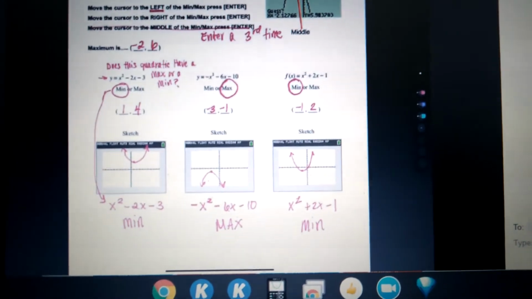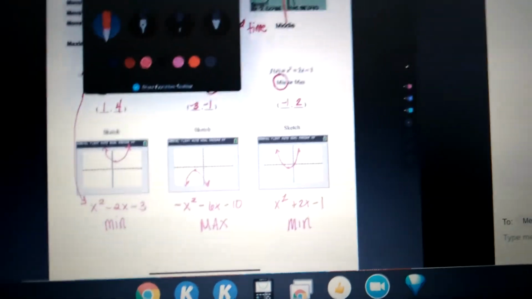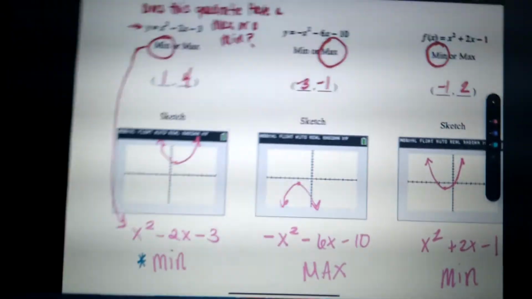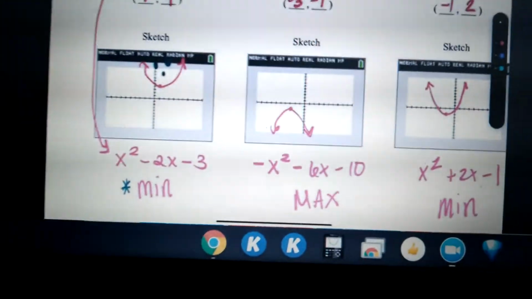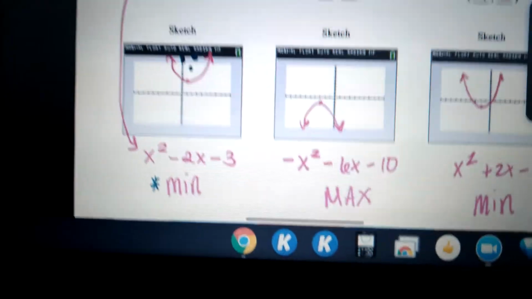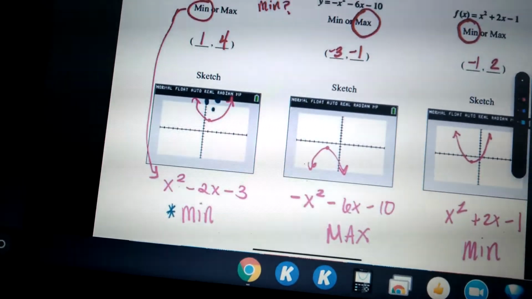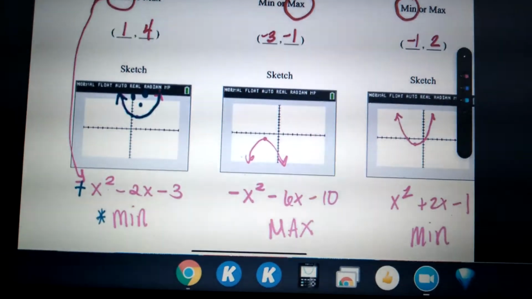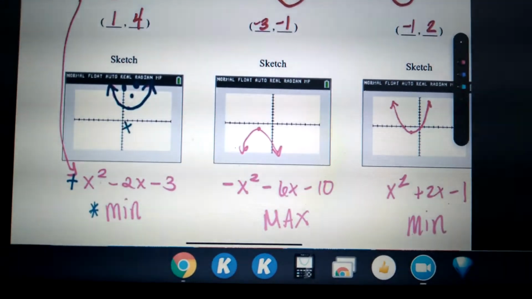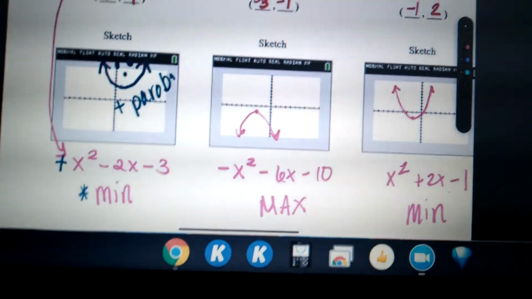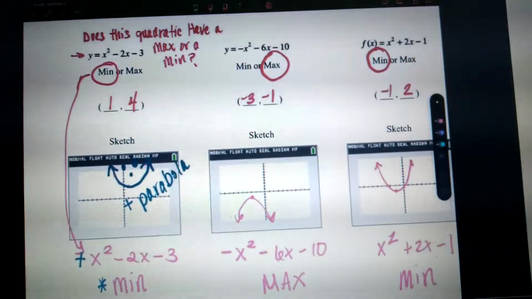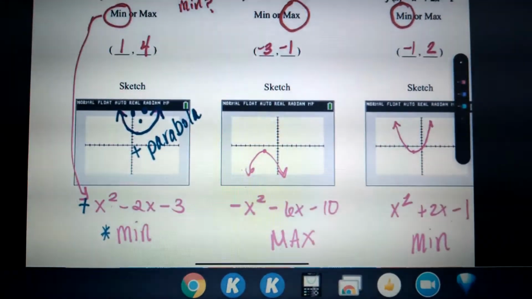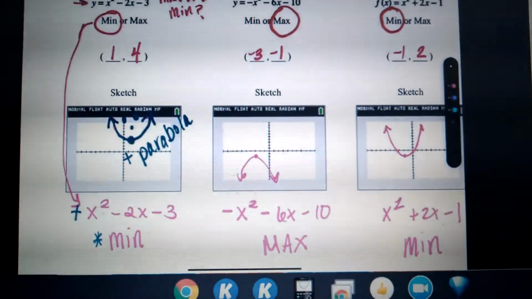Take a look. This first graph we said had a minimum. Yeah? Minimum. Doesn't this look like a smiley face? Yes? What do you notice about the x squared term, the number in front? It's positive. If I have a smiley face, I have a positive parabola. Everybody understand? So if I have a smile, my chin is my lowest point. Everybody understand?